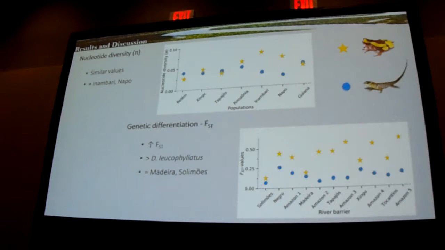For the FST, the genetic differentiation, we have these parts of the rivers on the x-axis, and the values on the y-axis. As you can see, we have higher values for the frogs than for the lizards, and only for Solimões and Tapajós, and Solimões and Madeira, do we have close values. So as you can see, the rivers act in structuring population genetics.